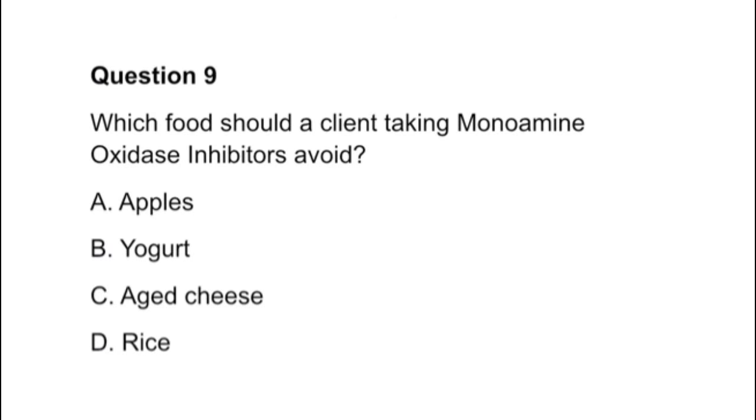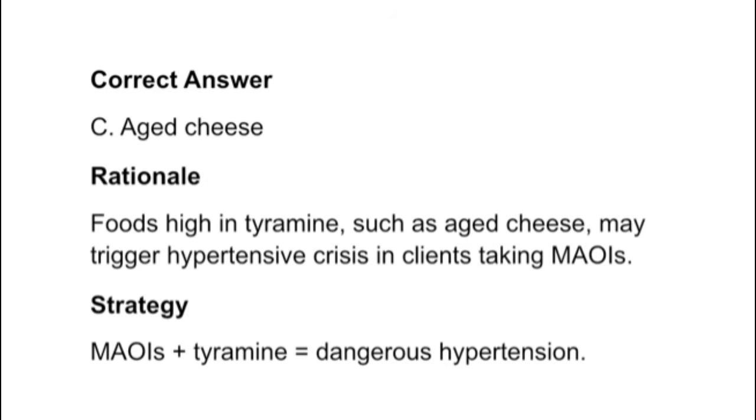Question 9. Which food should a client taking monoamine oxidase inhibitors avoid? A. Apples. B. Yogurt. C. Aged cheese. D. Rice. Correct answer. C. Aged cheese. Rationale. Foods high in tyramine, such as aged cheese, may trigger hypertensive crisis in clients taking MAOIs. Strategy. MAOIs plus tyramine equals dangerous hypertension.